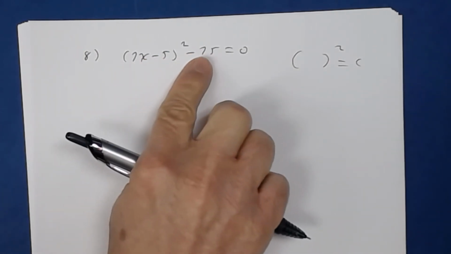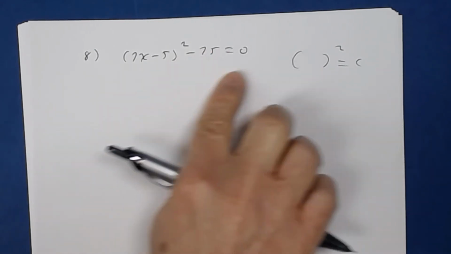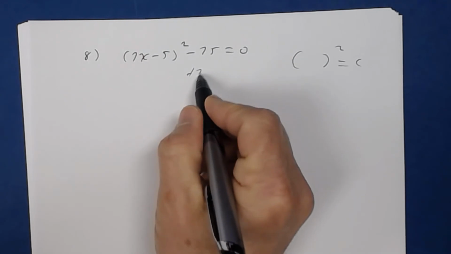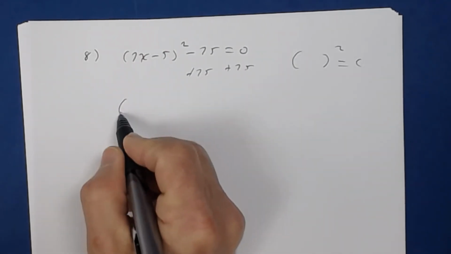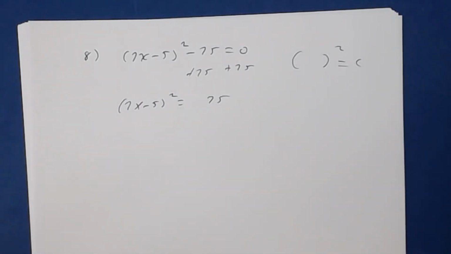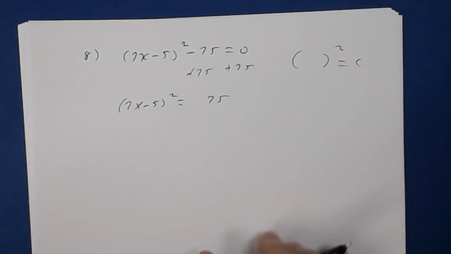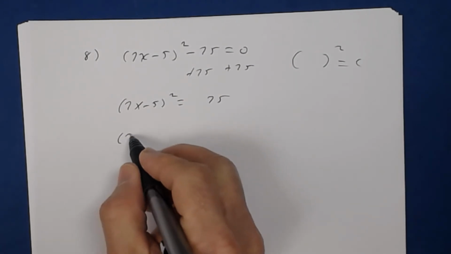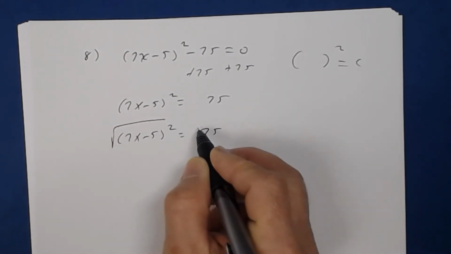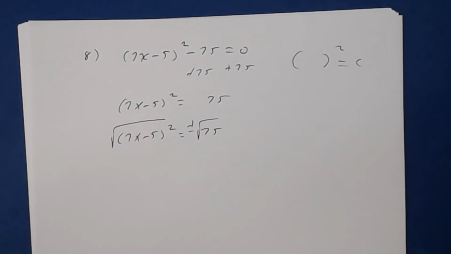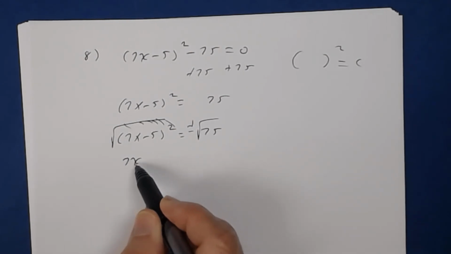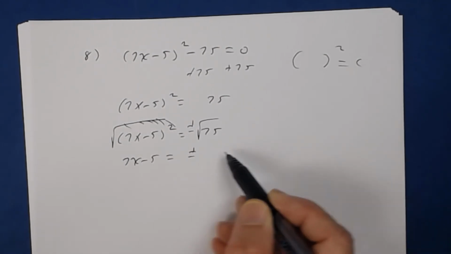Because I have that negative 75 on this side. So I got to bring my constant on that side. So then I'm going to add 75 to both sides. And so I get 7x minus 5 squared equal 75. Now that looks like this. So at this point now, I'm going to take the square root of both sides. And then don't forget the plus or minus. And so the square and the square root undo each other. So you get 7x minus 5 equal plus or minus.